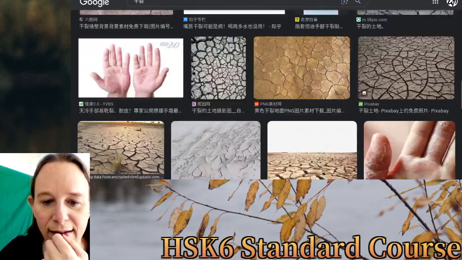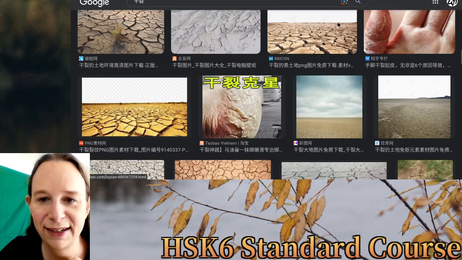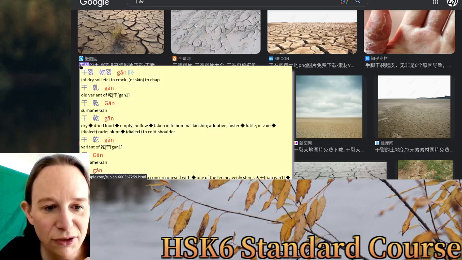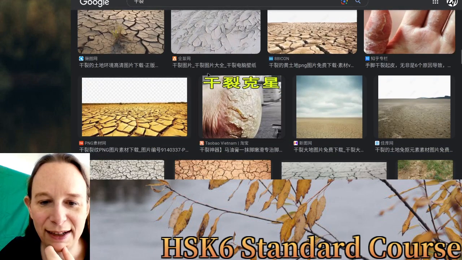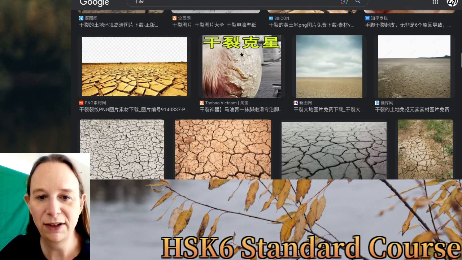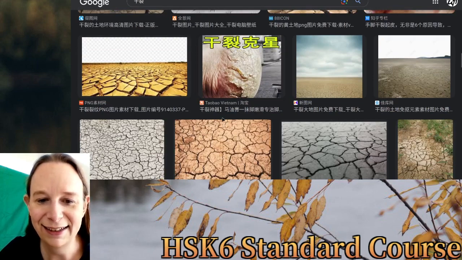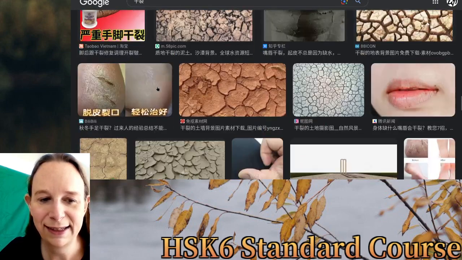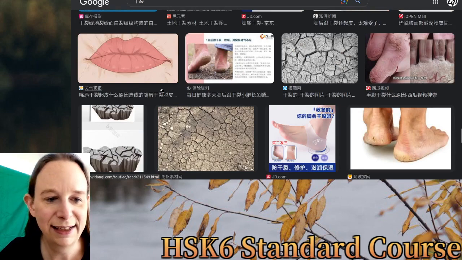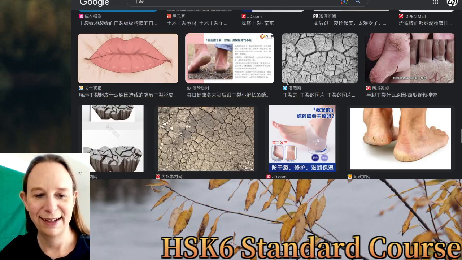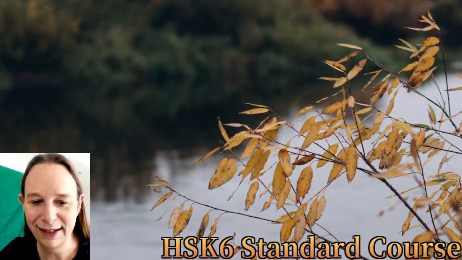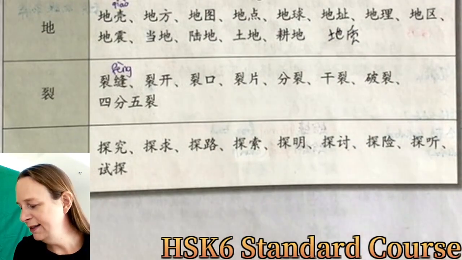Okay. So it looks like it describes dirt. Dirt that was 干裂. Oh. So dirt, dry soil or skin. Oh, here we go for skin. Whoa. 干裂克星. 克星 means nemesis, right? So it's splitting because of dryness. Yeah. 干裂. It's a verb, right? To crack, to chap. It's a verb. Well, all right. So skin and or dirt can split due to dryness.